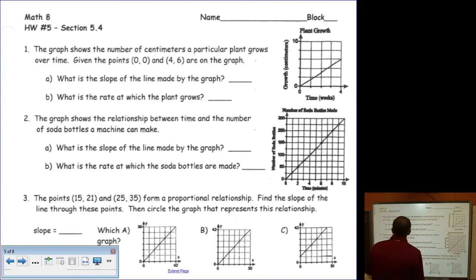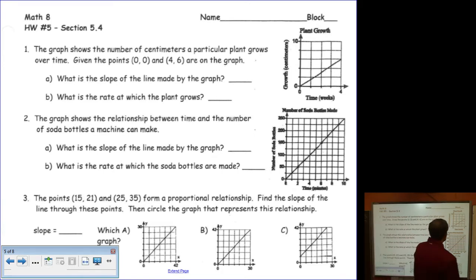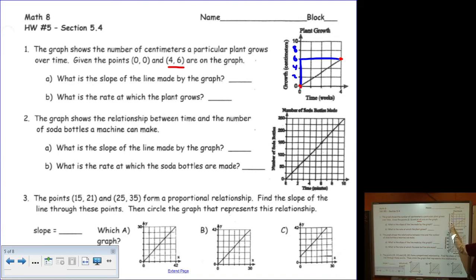Here we go. The graph shows the number of centimeters a particular plant grows, given the points 0, 0, and 4, 6. What is the slope of the line? So I would find the slope. I could use the formula, or I could use rise over run. The rise is 6 and the run is 4, so the slope is 6 over 4, which can be reduced to 3 over 2. The slope of this line is 3 over 2.